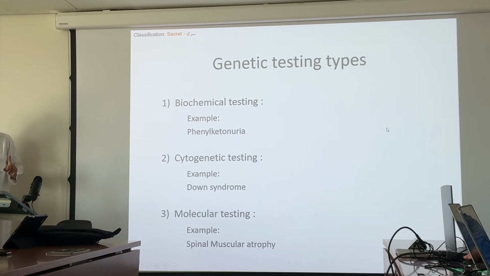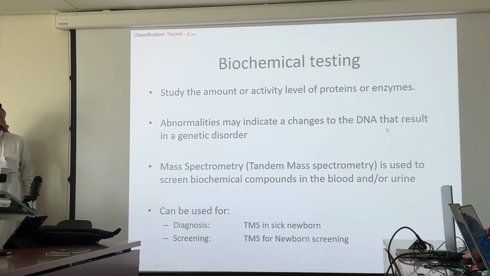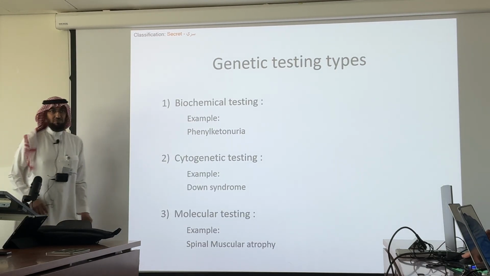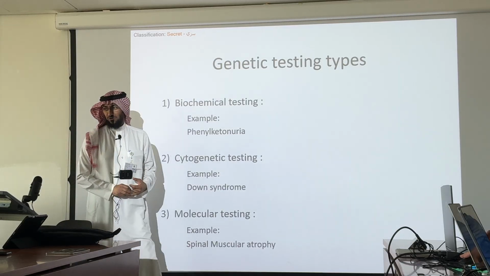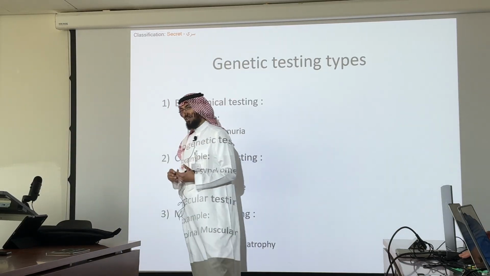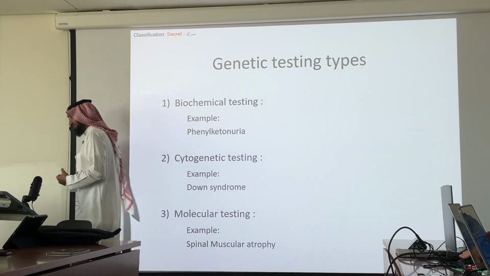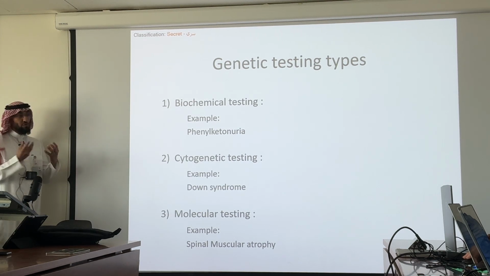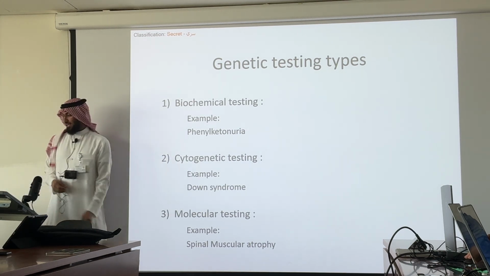Okay, the second is cytogenetic testing. The common example, Down syndrome, which even our grandmothers are able to diagnose. This is "Mongoli." Mongoli is an obsolete name. This is the grandmother's comment. You use chromosomal analysis to diagnose.